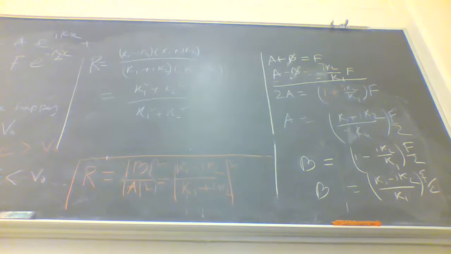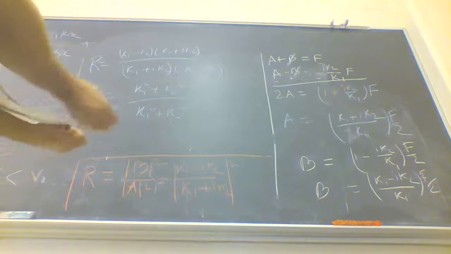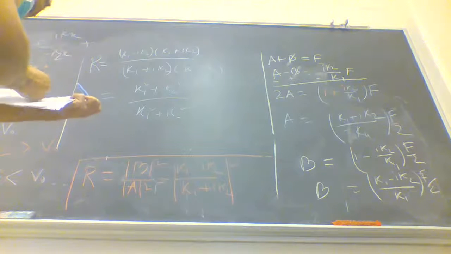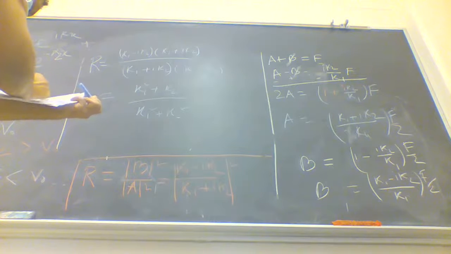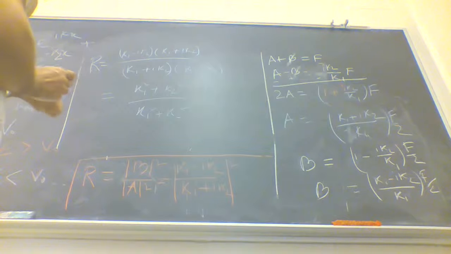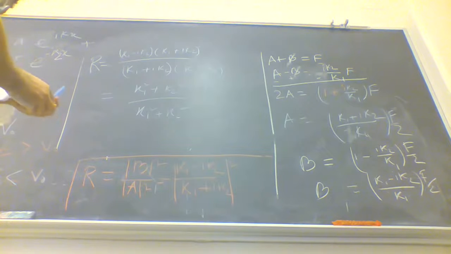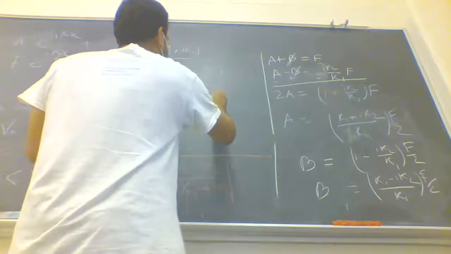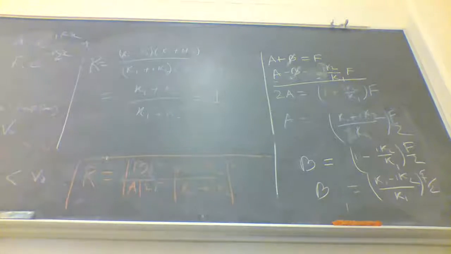But reflection should be B by A, not A by B. Here my note is not right. It's B by A. So yeah. So I can say the reflection is 1. That means totally it's reflected back.